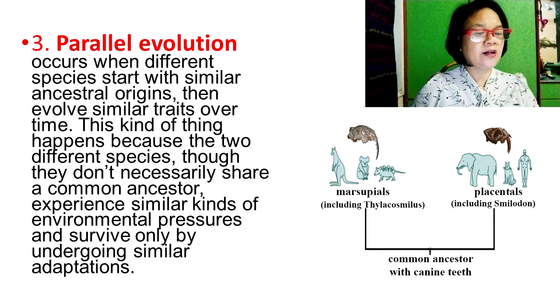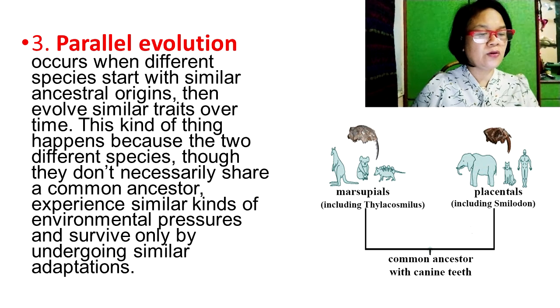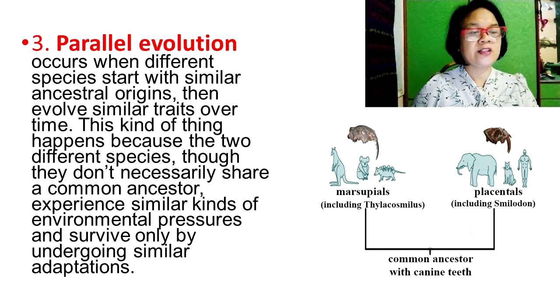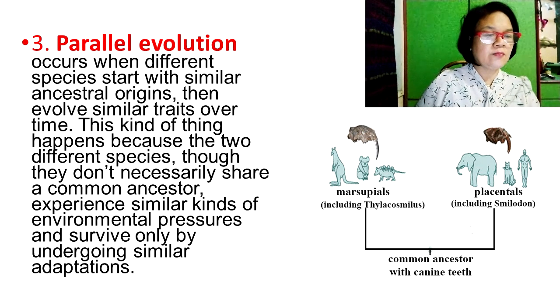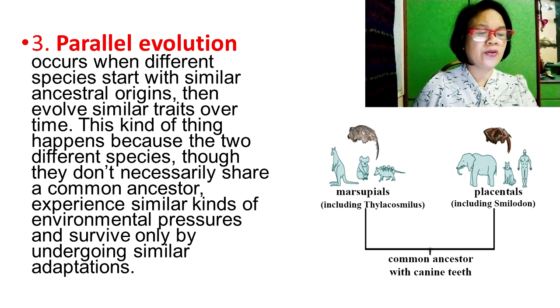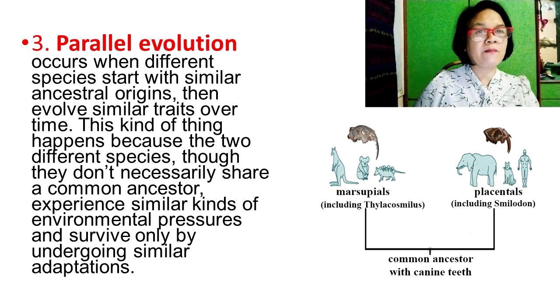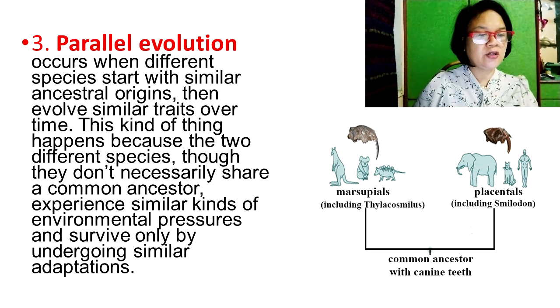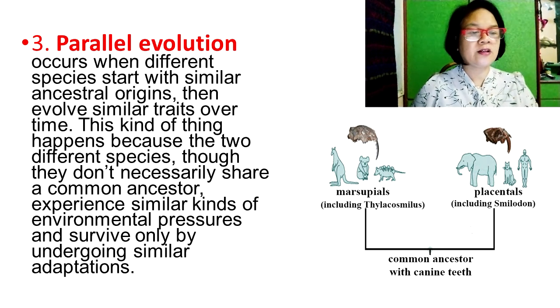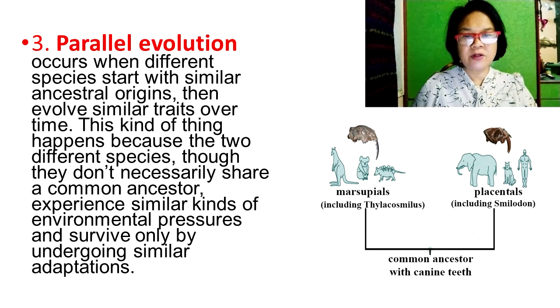So we have here the marsupials, including the Thylacosmilus, and then we have the placentals. Okay, you can see the picture later on the PowerPoint. Both groups are considered as coming from a common ancestor, wherein one of their traits is having canine teeth. So that's number 3, which is parallel evolution.